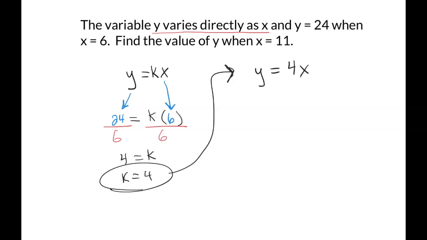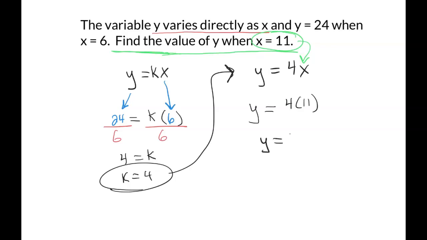Okay, so now the next thing we're going to do is take a look at what we are asked to find in addition to that. It says find the value of y when x equals 11. So we're supposed to find the value of y when x equals 11. So we're going to take 11 and put it in for x. So that gives me y equals 4 times 11. And so my solution is y equals 44.